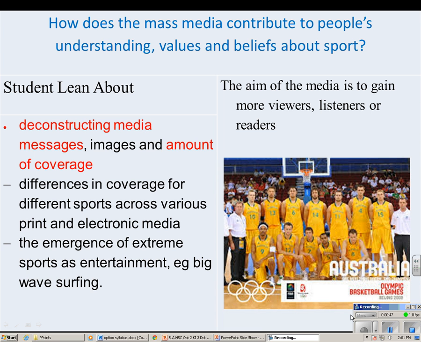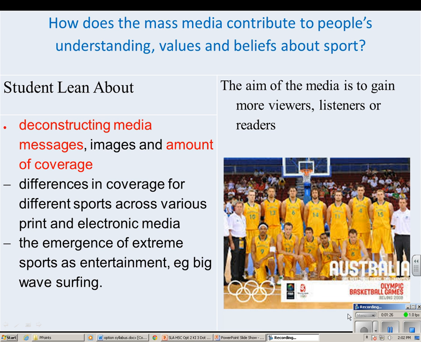Now, the way that media companies or outlets make money is by selling advertising space, and they receive more in advertising due to the amount of people who are watching it on TV or reading their newspaper. What they will do is show messages, images, and coverage to different sports based simply on maximising their financial return. So sometimes the messages portrayed in the media aren't always 100% accurate, and certainly the coverage given to different sports is all about maximising financial return for the media company itself.